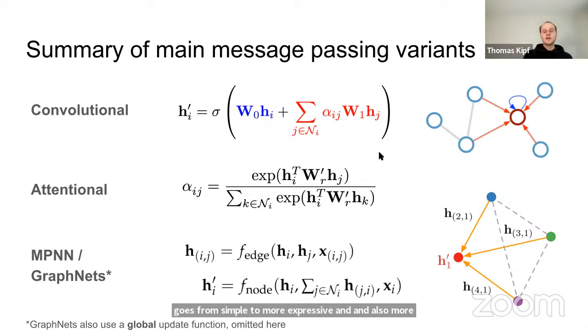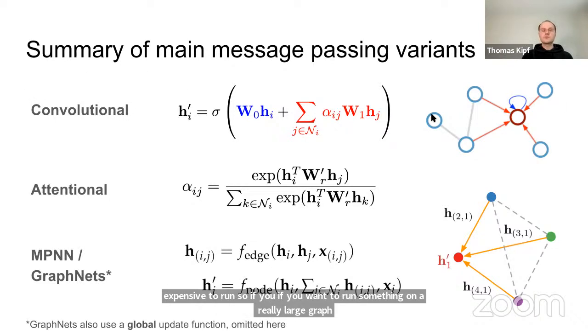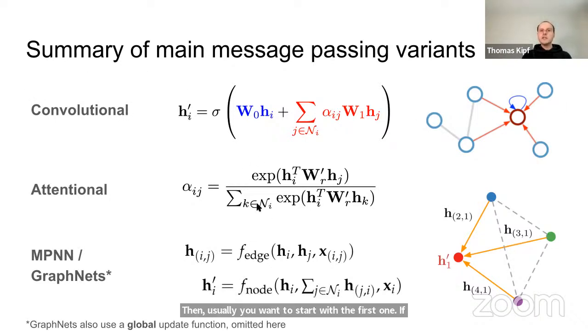So if you want to run something on a really large graph, then usually you want to start with the first one. If you have a medium-sized graph, but you want to learn something more expressive, you can typically afford the second one. Whereas if you want to run a complex physical simulation, for example, then you typically want to use the last one.